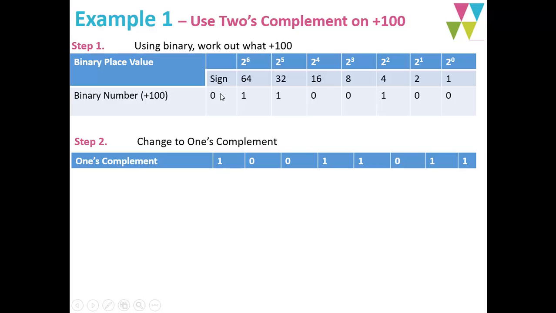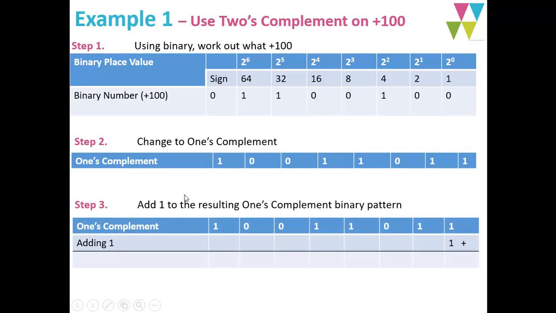Step 2, basically what we're doing is we're changing to ones complement. So all the noughts become ones, all the ones become noughts. Now it's this line here that we're going on to step 3 with, in that we're adding 1 to that ones complement. So we're ignoring this top line completely and utterly. Please remember that.